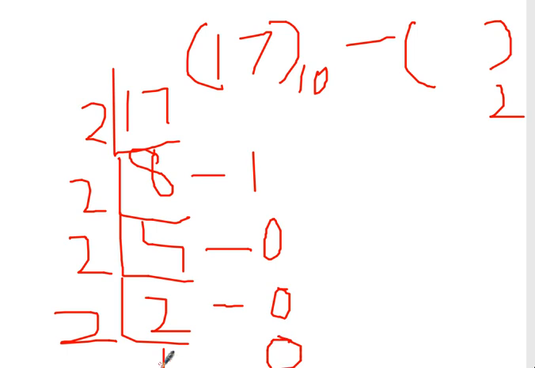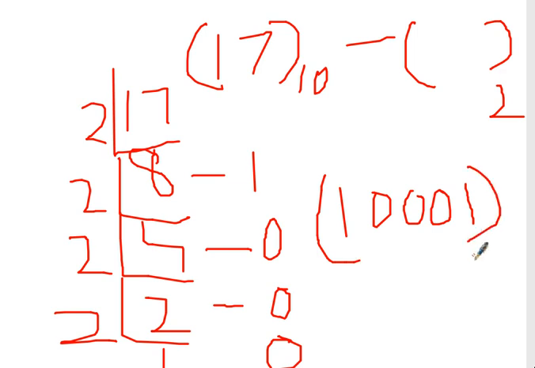So how to write? This is your MSB. So 1, this 0, 0, this 0, 0, 1. So this is the number to base 2. This is how we convert from decimal to binary, only for whole numbers, not points. Fractions we'll see afterwards. Just divide by that number.